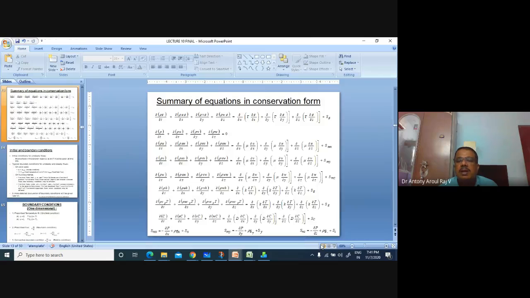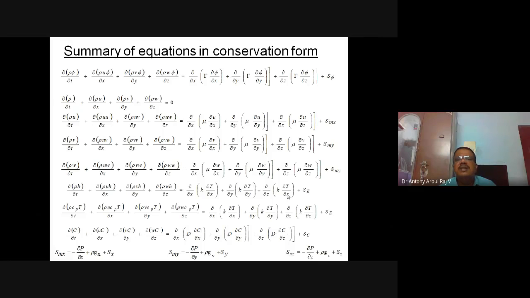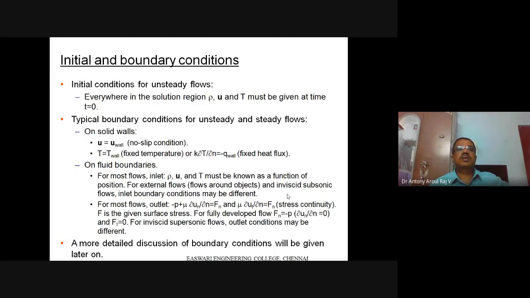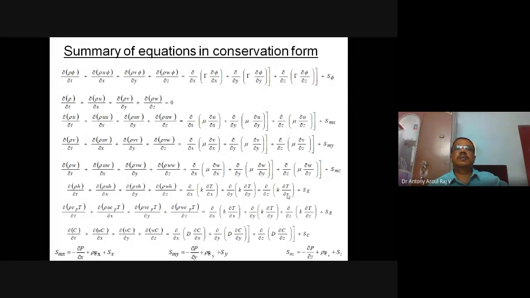Now that we have discussed the equations, and discretization also in detail, what do we have to understand about the boundary conditions? If I have a domain, how many physics are there? So many equations will be there. Similarly, for how many physics, how many equations, so many boundary conditions will be there.